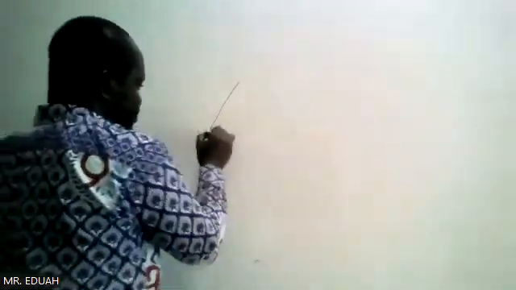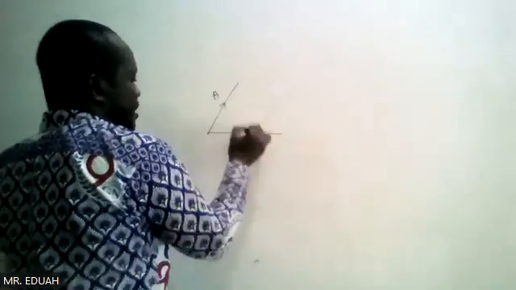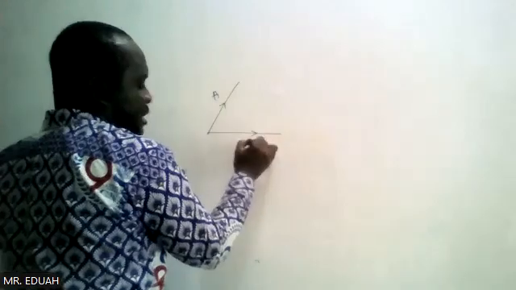So you have this vector, vector A, and then vector B. These are termed as concurrent.